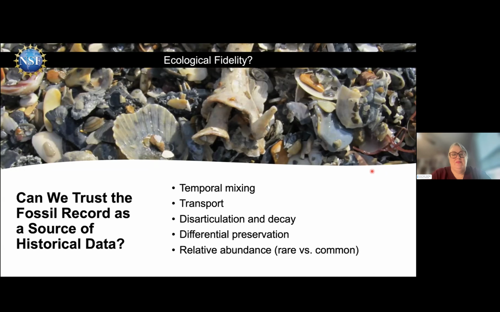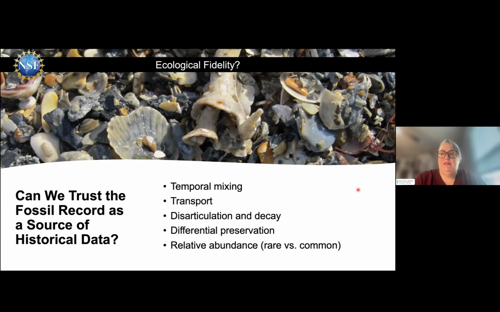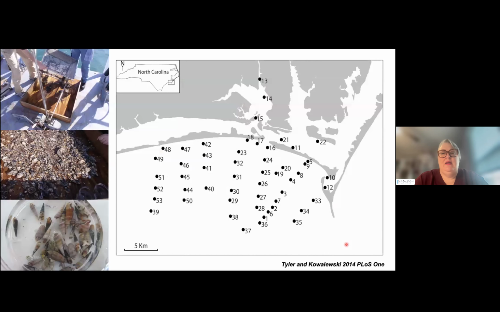We know there are differences. We know that death assemblages and the fossil record suffer from several biases and processes that alter the fossil record. So we have temporal mixing, transport, disarticulation and decay, differential preservation, and differences in relative abundance. We know all of these things are happening, but how do they affect the ecology when we actually try to compare ecosystems? So I asked these questions and tried to test this using a classic approach.